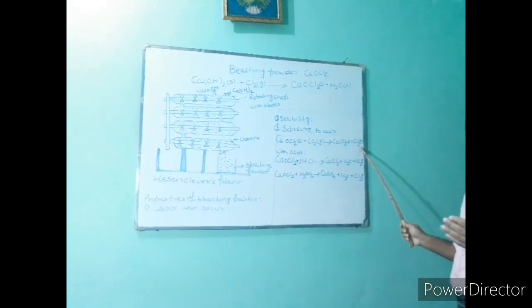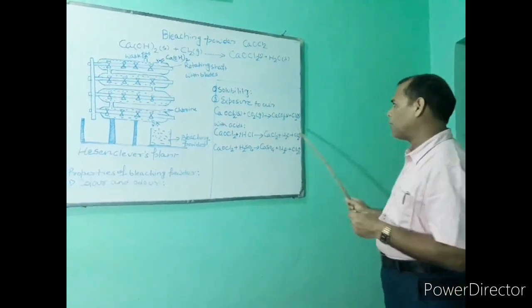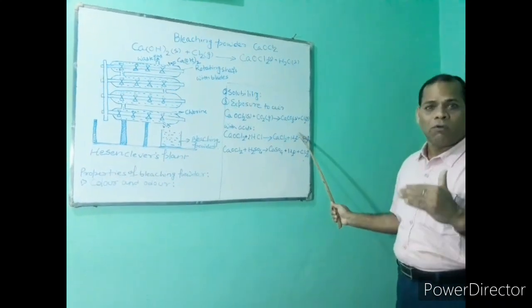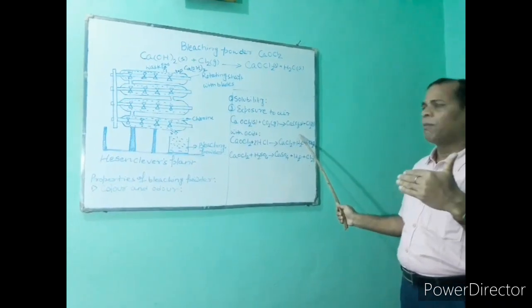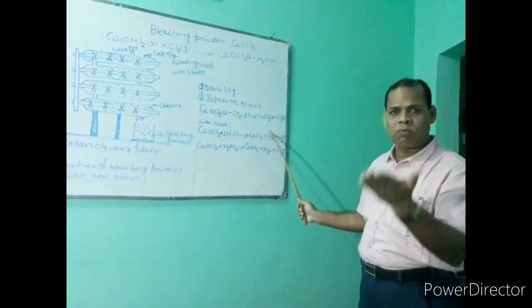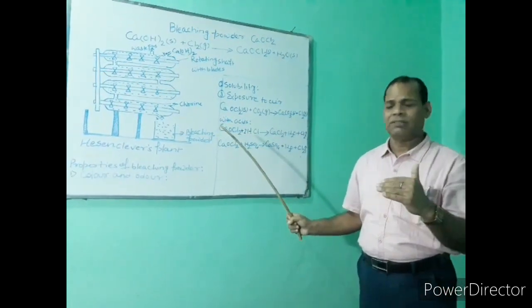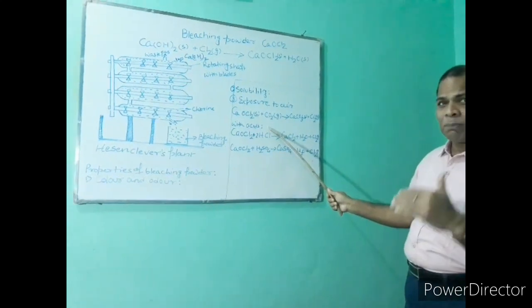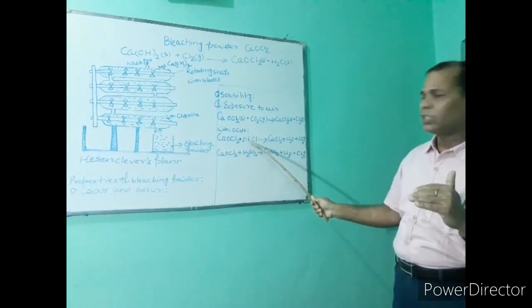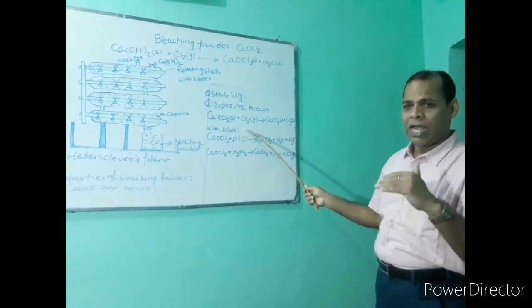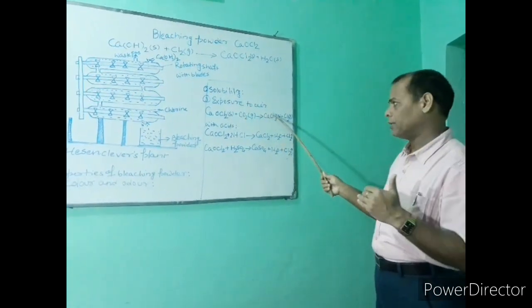My dear students, you know the bleaching action of bleaching powder is due to the availability of chlorine only. When chlorine is removed or the percentage of chlorine goes down, the bleaching action is reduced. That's why bleaching powder should always be kept in an airtight container so that it does not react with carbon dioxide and the available chlorine does not get free.